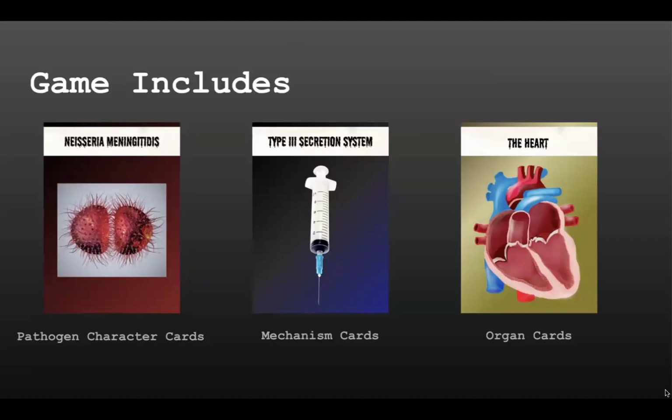Okay, so this game includes three different types of cards. We have our pathogen character cards, our mechanism cards, and our organ cards. Not pictured here, but we also have one die included and a mystery envelope and different game pieces for each player.